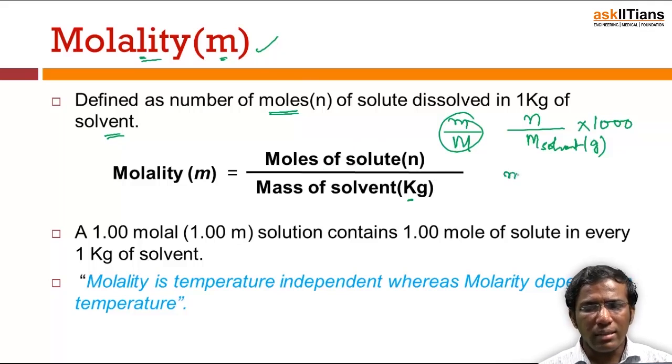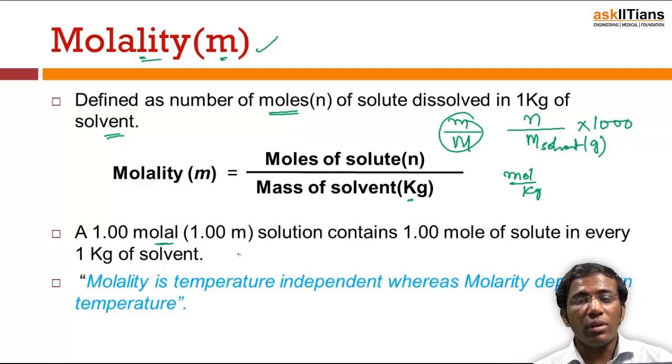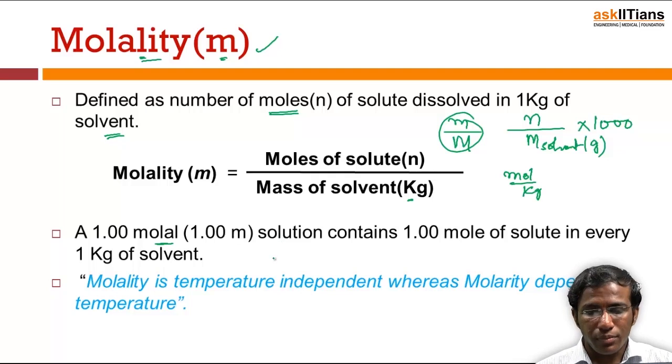And molality is expressed in what? It is expressed in mole per kg. Mole per kg is the unit for molality, and a 1 molal solution contains 1 mole of the solute in 1 kg of the solvent. So if I take 1 kg of water, that is 1 liter of water, and add 1 mole of the solute to that, I will get a 1 molal solution. A 1 molal solution can be prepared by adding 1 mole of the solute to 1 kg of the solvent, that is 1000 grams of the solvent.